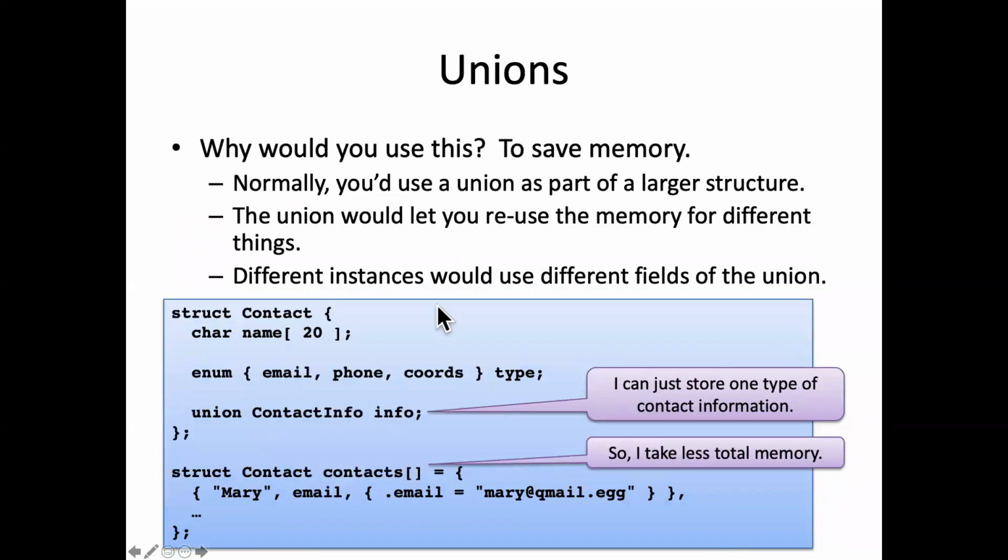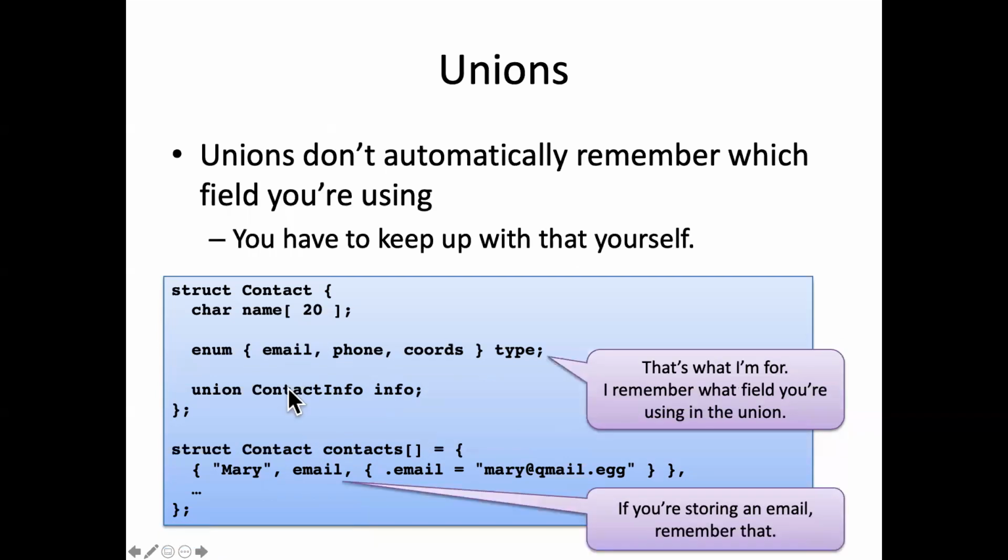But since this union is part of a bigger struct, that's why this initialization is inside a value that I'm putting in this array. But since it's its own union, I put it inside an extra pair of curly brackets. And then this field in between, the email field, I'm just picking a value for this enumerated type up here. So since for Mary, I'm storing her email address, I set this type field to remember, oh, for that person, I'm using the email address field.